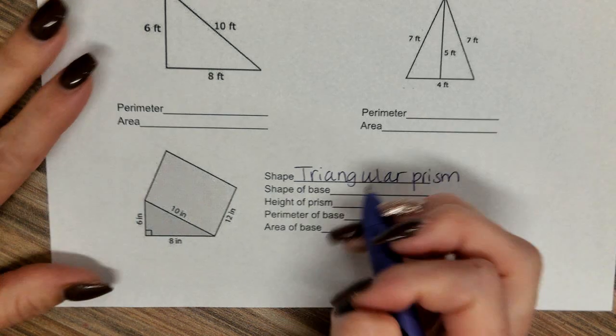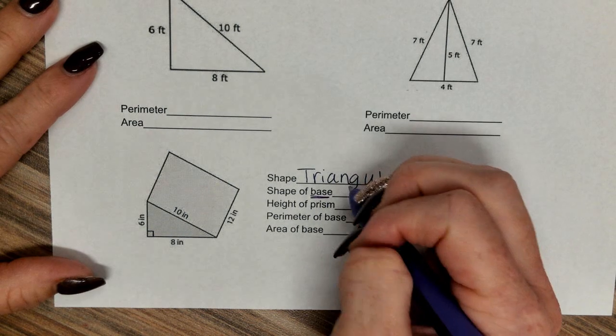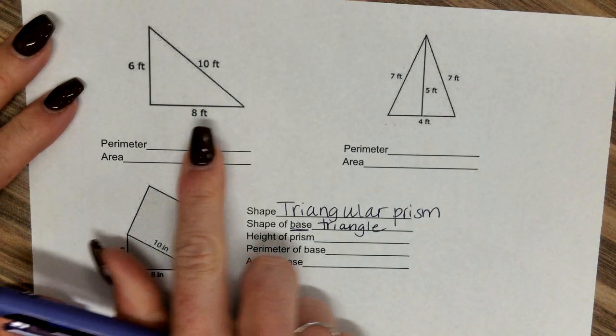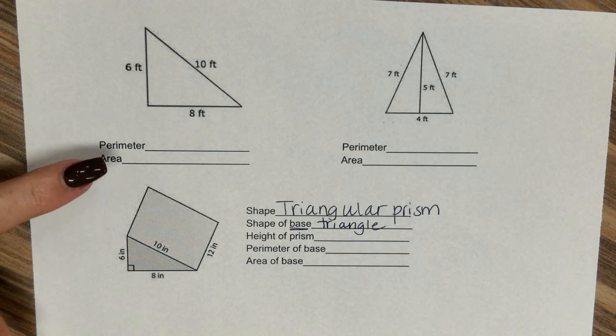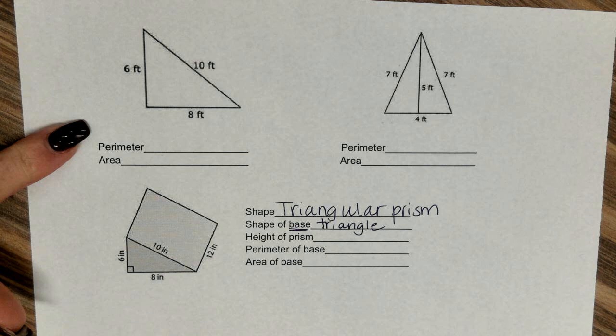What kind of base does a triangular prism have? A triangle. And so that is why I put these two triangles on here so that we can refresh our memory for perimeter and area. You need to pay attention because if you can do these two pieces, the rest of it is super, super easy.